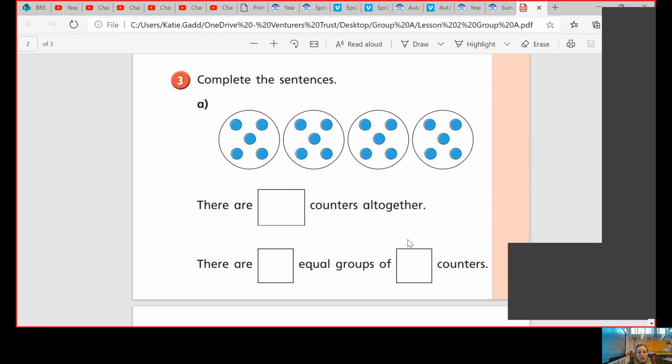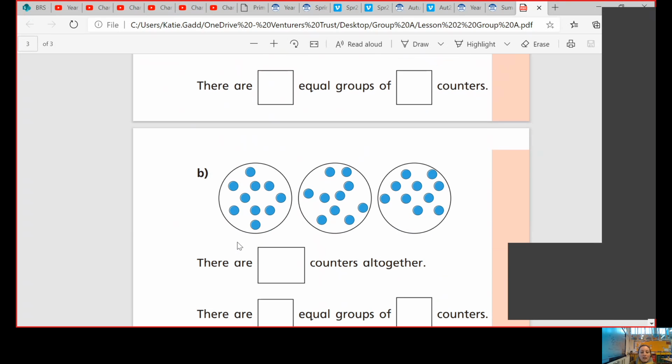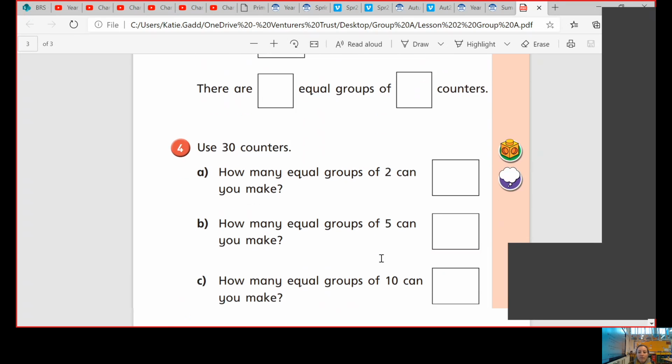For the third question, the counters have already been split into groups. So your job is to fill in these sentences. There are counters all together. There are equal groups of counters. And in the second part of the question, again, they have already been split into equal groups. You need to fill in the blanks. There are counters all together. There are equal groups of counters.